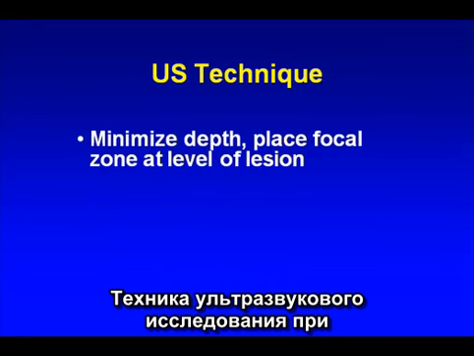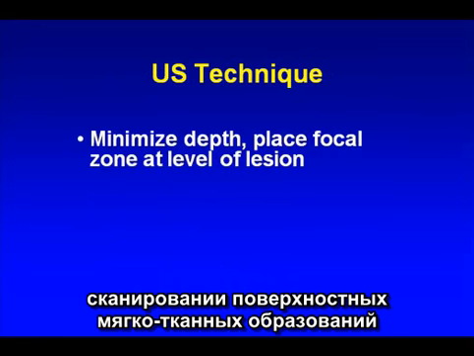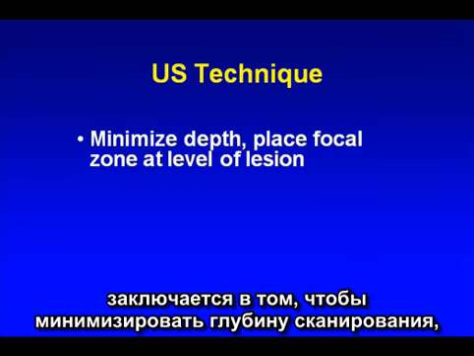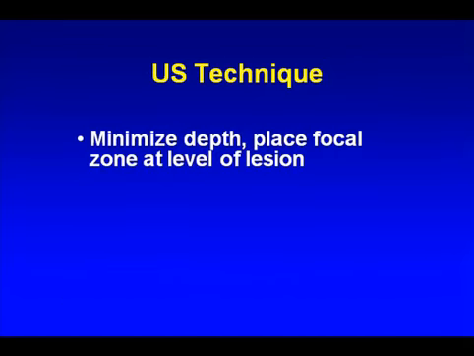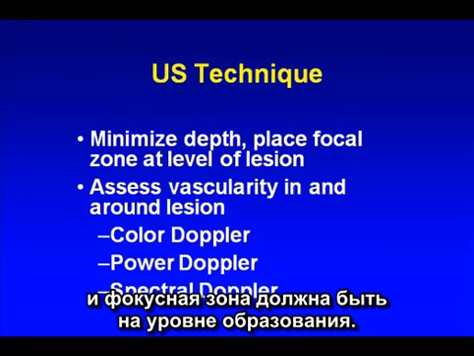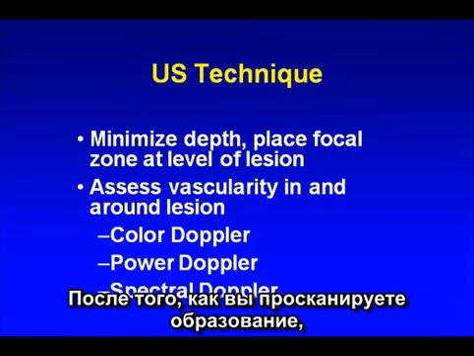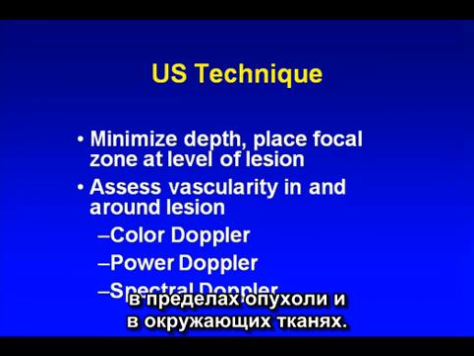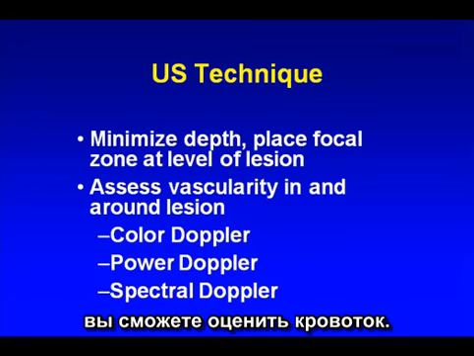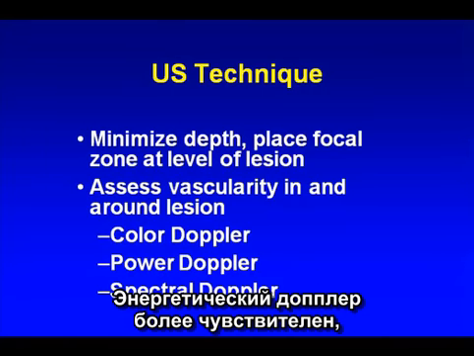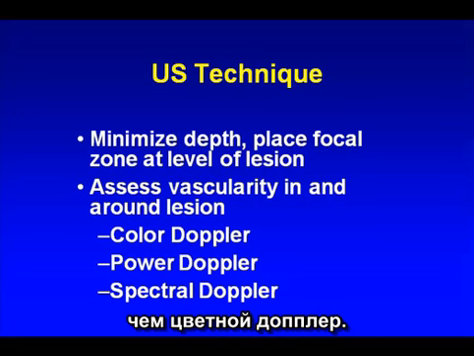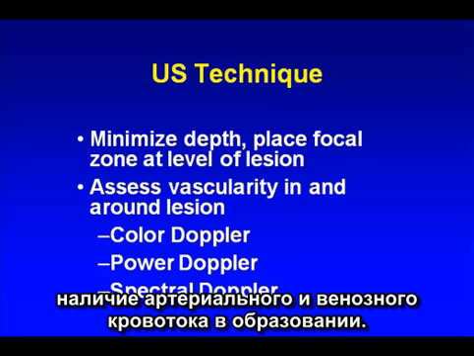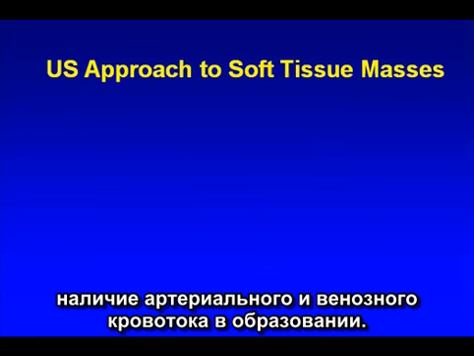Now, the ultrasound technique that one uses in evaluating a superficial soft tissue mass is to minimize the depth to include the lesion and place the focal zone at the level of the lesion. Then, after you identify the lesion, you want to assess the vascularity in and around the lesion by color Doppler to evaluate the blood flow, power Doppler, which can be somewhat more sensitive than color Doppler, and then spectral Doppler to confirm the presence of arterial and/or venous flow in the lesion.